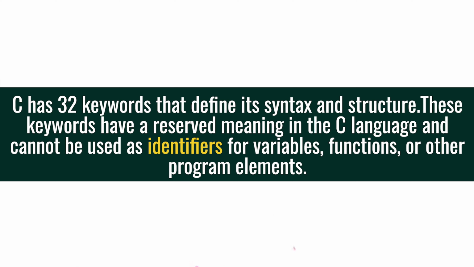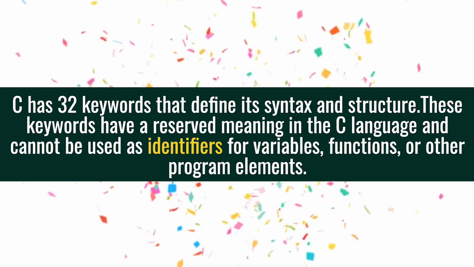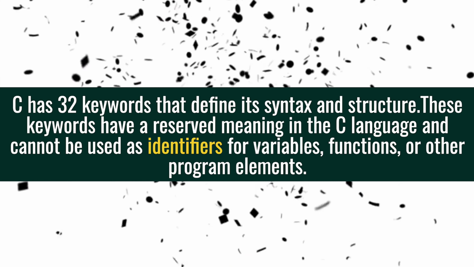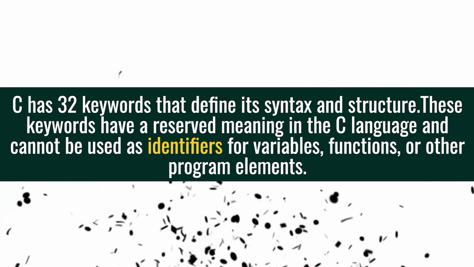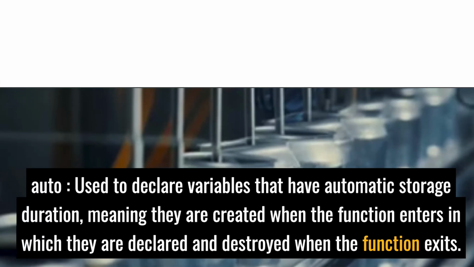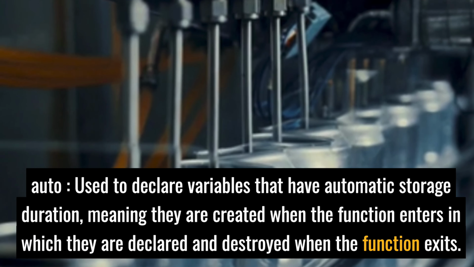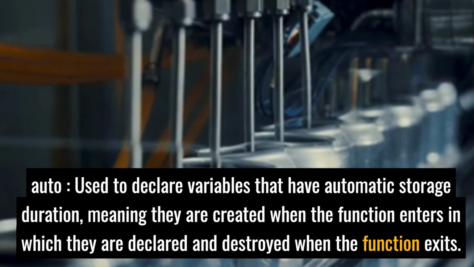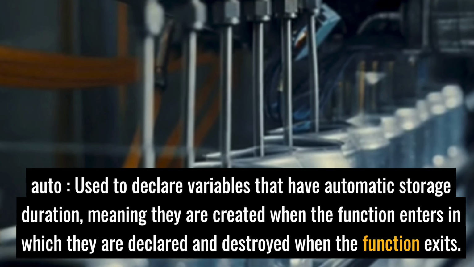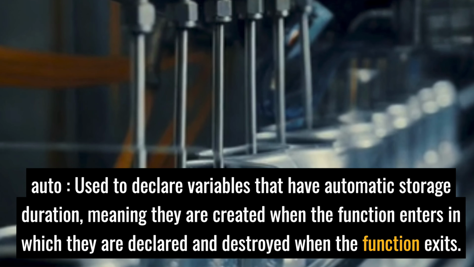C has 32 keywords that define its syntax and structure. These keywords have a reserved meaning in the C language and cannot be used as identifiers for variables, functions, or other program elements. Auto, used to declare variables that have automatic storage duration, meaning they are created when the function in which they are declared is entered and destroyed when the function exits.